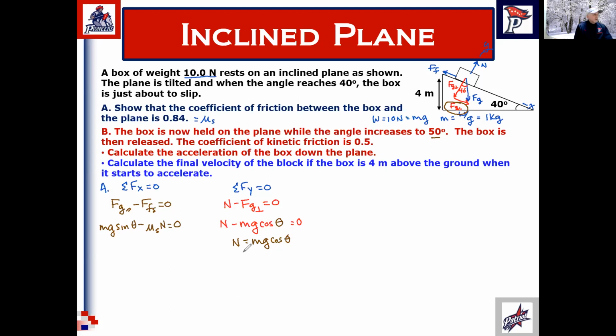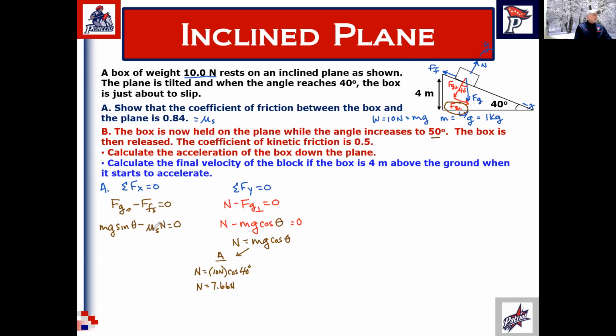Now, for part A, let's do this, because this is probably what a lot of you guys would do. You'd say, all right, well, I know the angle, I know the mass. Let's get a number here. So this part right here, remember, m times g is 10 newtons times the cosine of 40. So what is the cosine of 40? 0.766. So if I multiply that by 10, I obviously get 7.66. So you can round that up to 7.7.